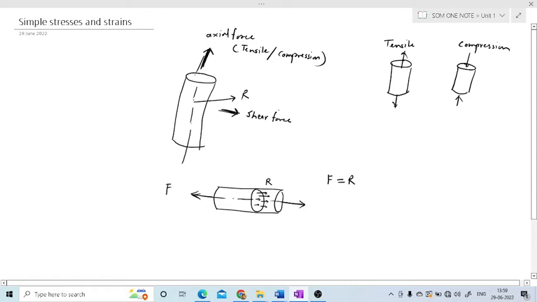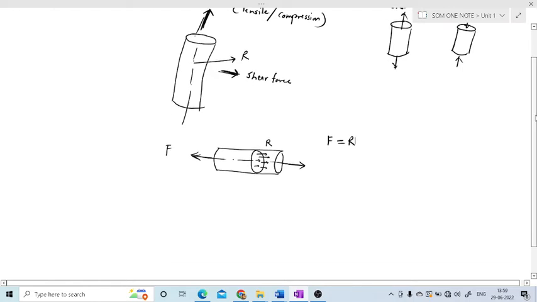This happens in axial force and also in shear force. The applied force is always equal to the resisting force, but only up to a certain limit, because after some limit this material starts to fail. At that time the applied force will be greater than the opposing force. All the laws that we normally learn are valid up to the elastic limit, meaning up to the point where the opposing force R equals the applied force. Up to that particular point we apply all the laws.